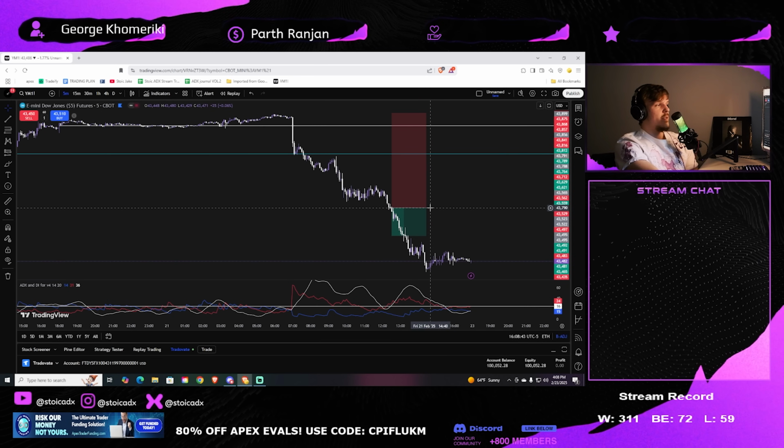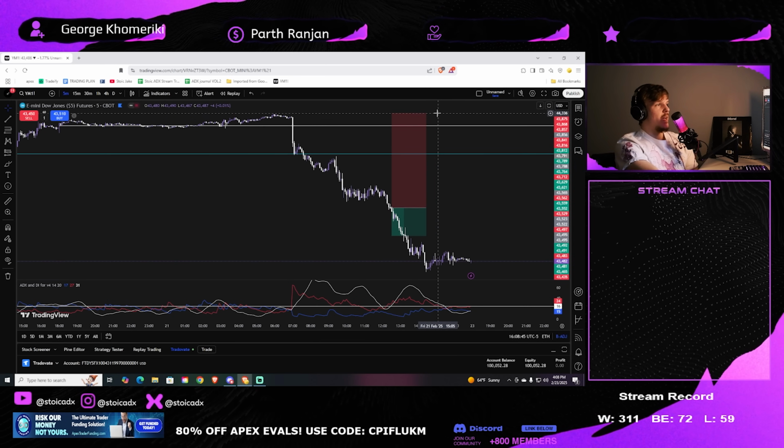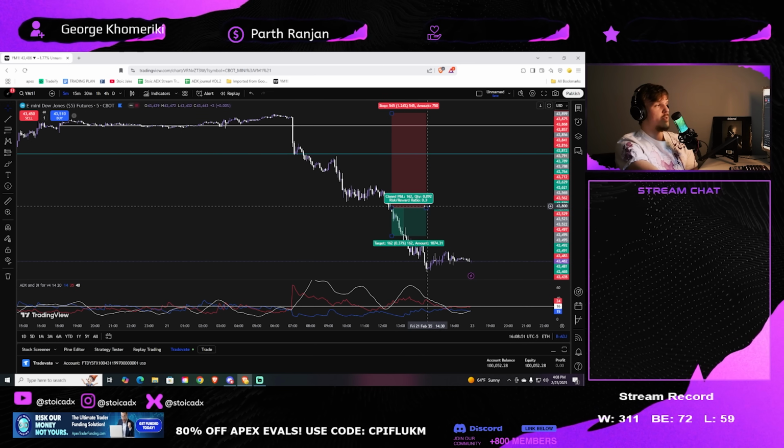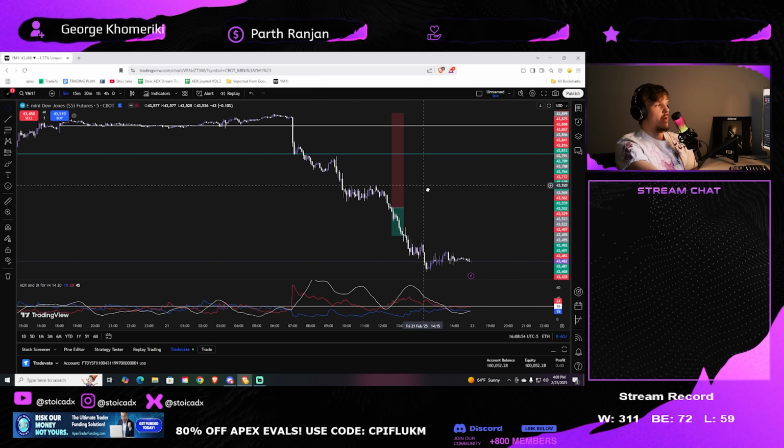The entry is at 790. Our stop loss is at 44336, and our take profit is going to be a 0.3R. So that is going to be 162 points. That is a trade for there.